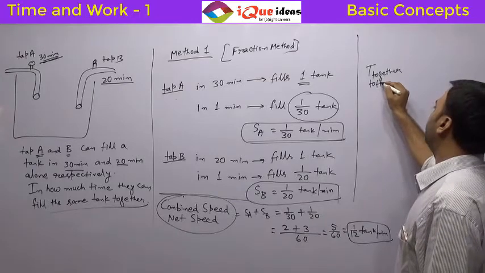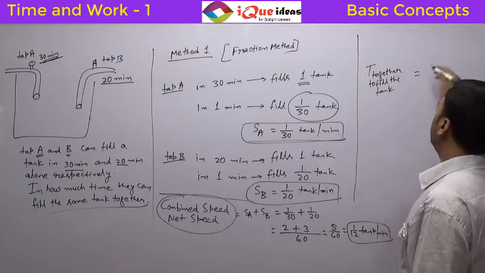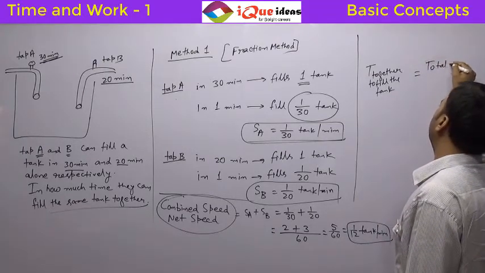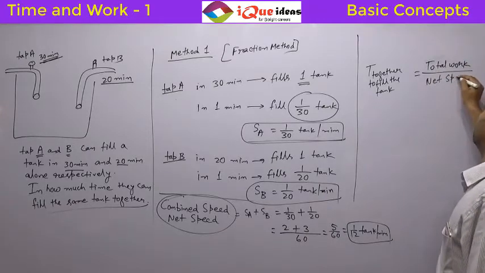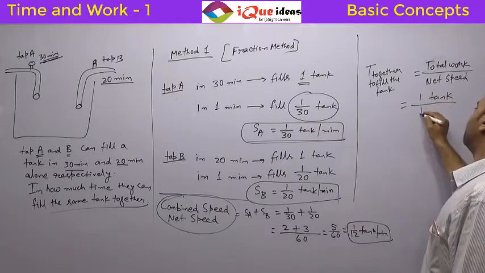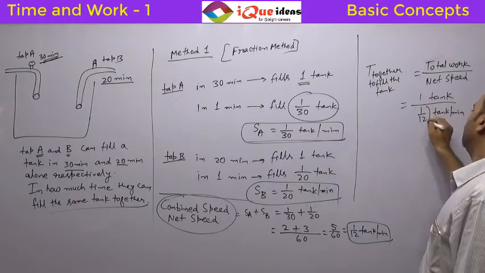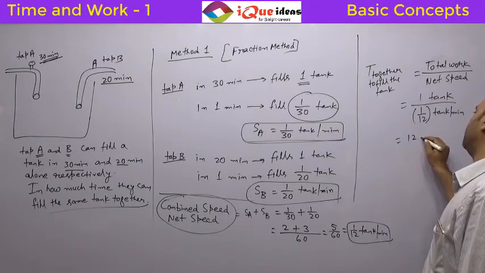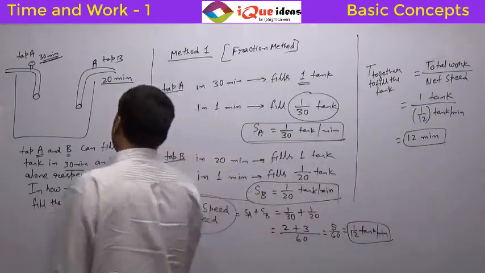to fill the tank will be equal to total work, that is one tank. I'll write it again, total work divided by net speed. It is always total work divided by net speed. Now total work is one tank, net speed is 1 by 12 tank per minute. Right? So what will happen? 1 by 12, 12 goes in the numerator, so it becomes 12 minutes. That means the time together is equal to 12 minutes.